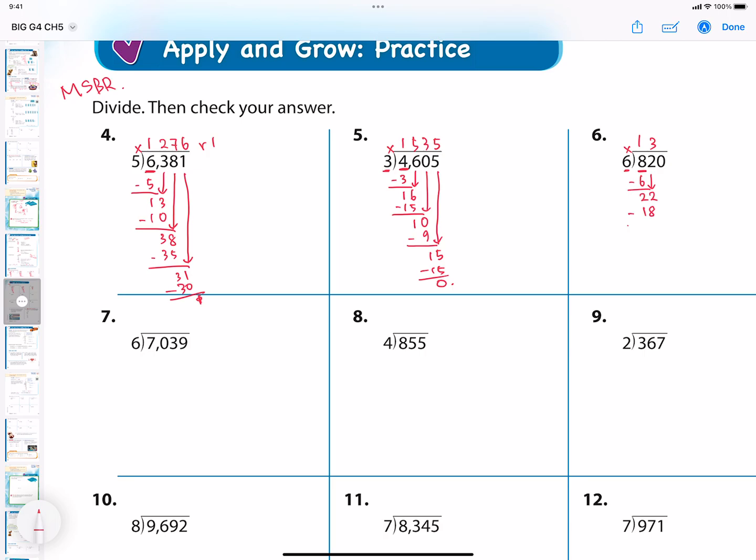18. When you take away, you cannot take away 8 from 2. So 12 take away 8 is what? 4. And it becomes 1. 1 take away 1 is 0. So, okay. Bring this number down. Okay, we know the closest one is what? 6 times 6, which is 36. Take away 4. And you have 4 cookies left over, but that's not enough for friends, right? So that will be mine. That's what? Remainder 4.